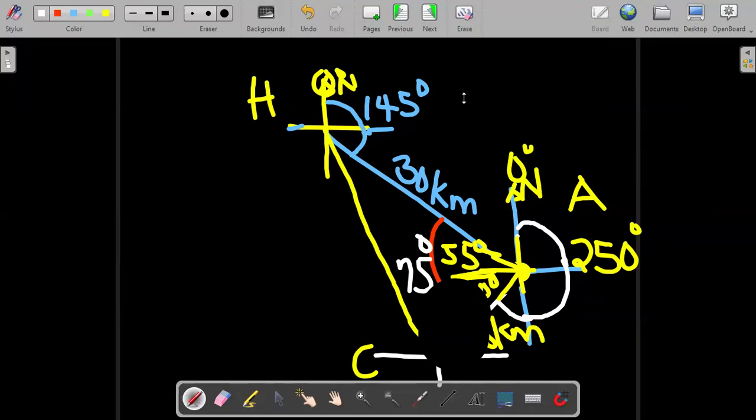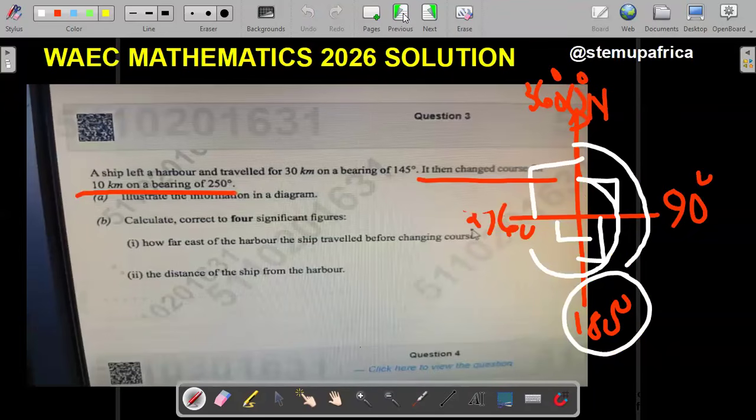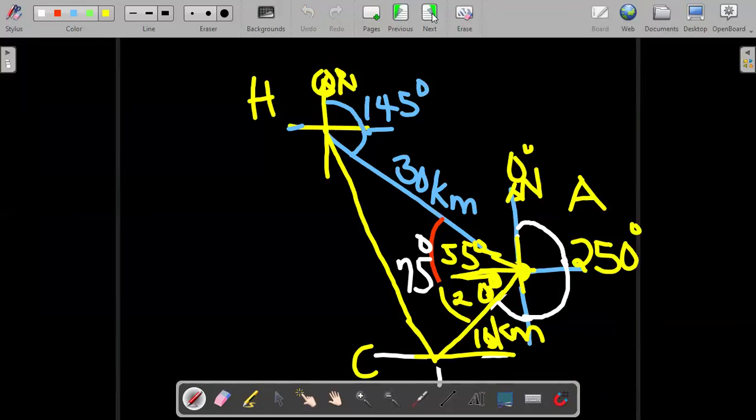So let's see. Let's go. Let's look at the first question there. Here is 10 kilometers. So the first question here is 20 degrees. So let's check the first question. We have answered question A. We look at question B now. It says calculate, correct to 1 significant figure, how far east of the harbor the ship travelled before changing course.